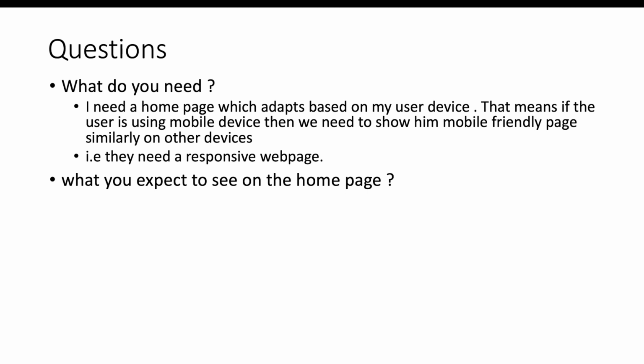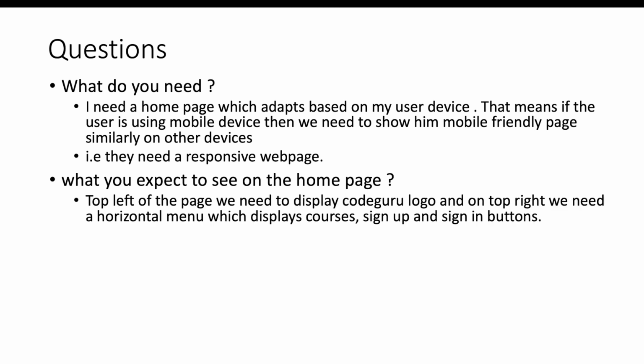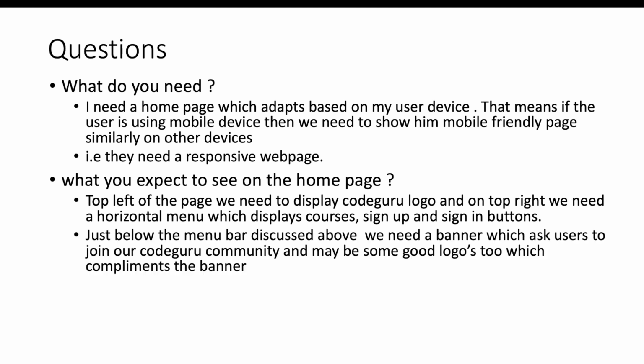So what do you expect to display on this homepage? On the top left, I want to display a codeguru logo, and on the top right side, I need to display a horizontal menu, which consists of 3 buttons: courses, sign up, and sign in. Okay, excellent. And just below that menu bar, I need a banner section which asks our users to join our codeguru community, and maybe some logos which complement that banner.